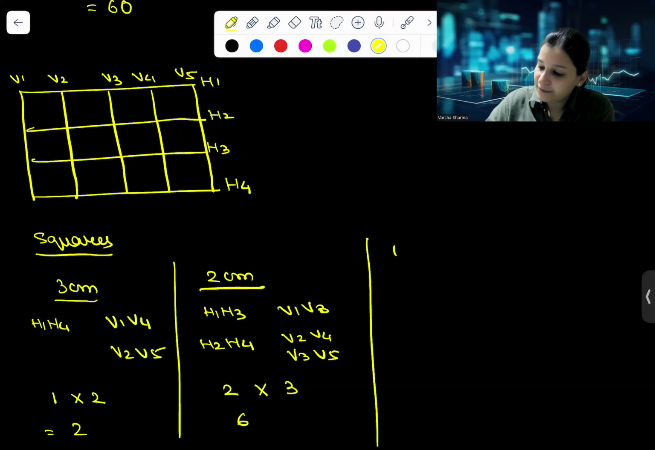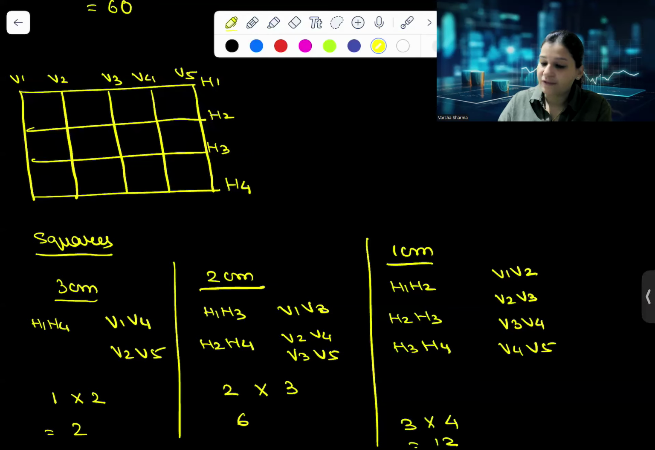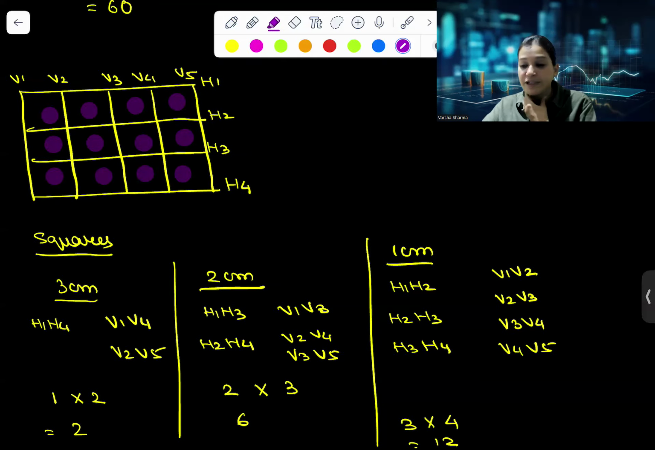Now comes length 1 centimeter. That's the smallest one that can be formed. For length 1 centimeter, I want two consecutive horizontal lines. So I can have H1, H2, H2, H3, H3, H4. Horizontally, three possibilities. Vertically, I can have V1, V2, V2, V3, V3, V4, V4, V5. Vertically, I have four possibilities. So 3 into 4, 12. You can see here 1, 2, 3, 4, 5, 6, 7, 8, 9, 10, 11, 12. These are the 12 one centimeter squares.